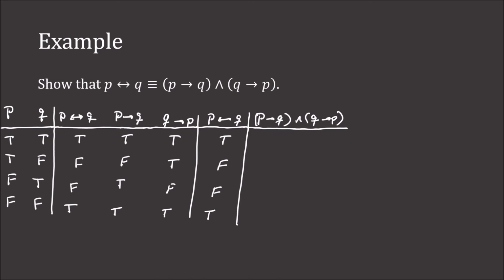True only if both are true. So that's row 1 and row 4, and it's false otherwise. So we have true, false, false, true. Therefore, we can conclude that P if and only if Q is logically equivalent to P implies Q and Q implies P.